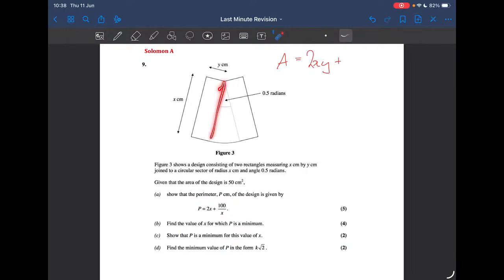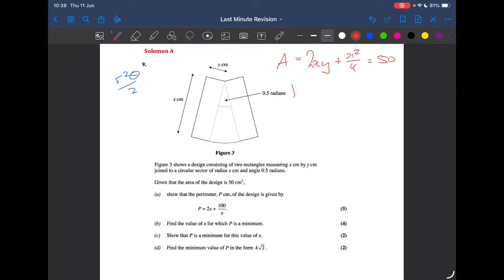And then we have this sector where it's got half a radian. So normally for sector area, we're going to have r squared theta on 2. R squared in this case is x squared, so it's x squared on 2. But the angle there is a half, so it's actually going to be x squared on 4, not on 2. This looks good. From here then, we know that is 50. 50, not 40.